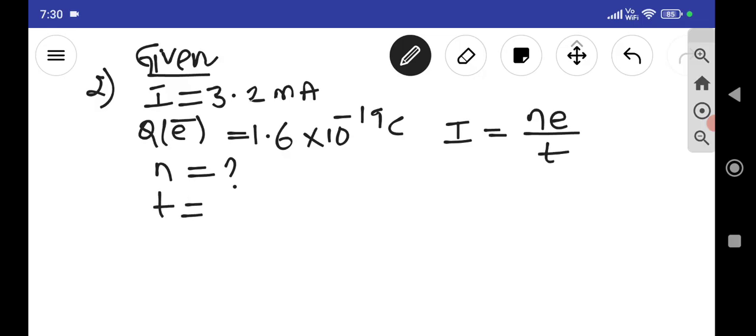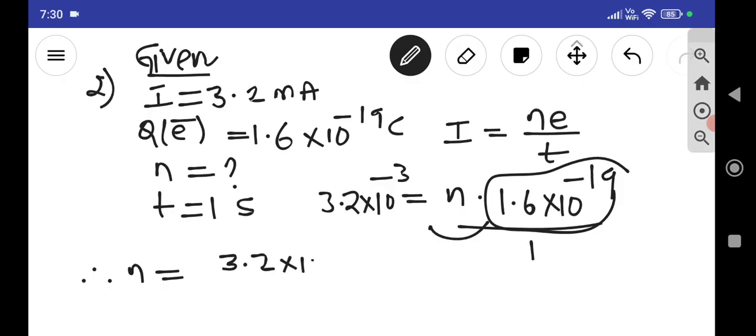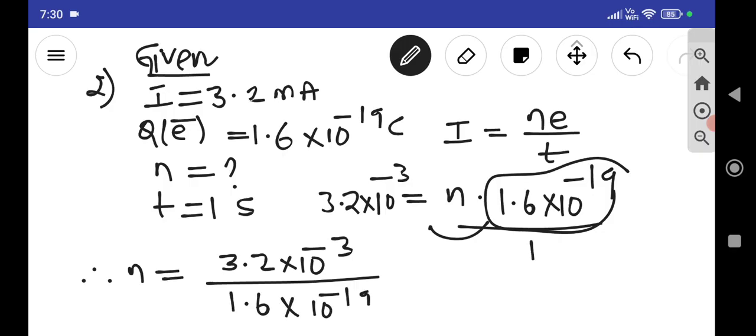They have asked it in 1 second, so we can calculate it. I value, you know, is 3.2 into 10 to the power of minus 3. Now N we should find out. Charge is 1.6 into 10 to the power of minus 19 divided by 1. So send this to the other side. So N is equal to 3.2 into 10 to the power of minus 3 divided by 1.6 into 10 to the power of minus 19. So we get 2 into 10 to the power of 16 electrons flowing through the conductor. Hope you have understood this.